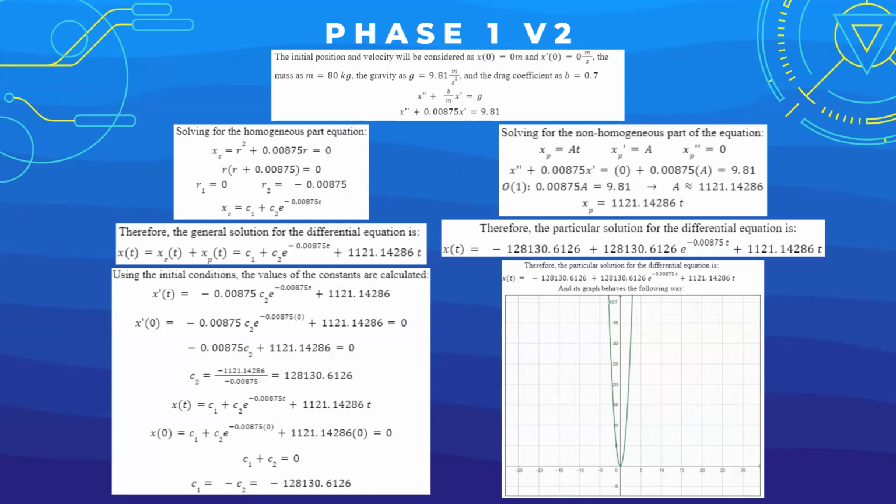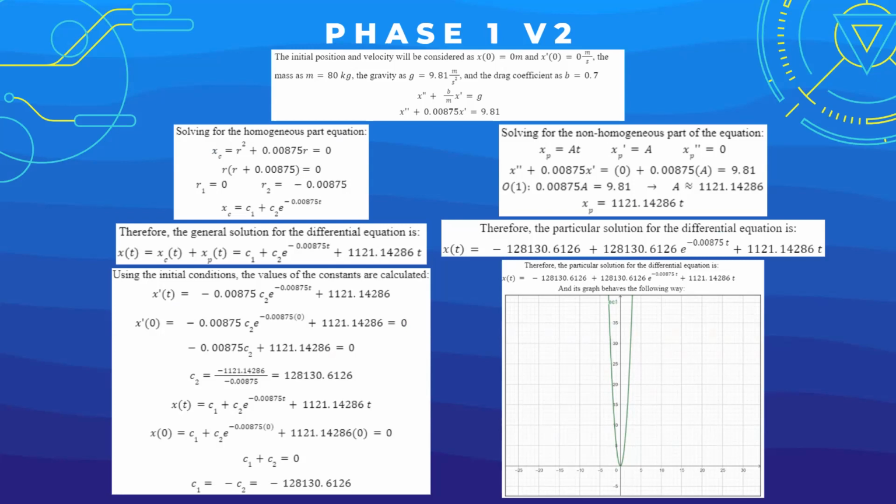Okay, so for the calculations, we're basically solving a second order, non-homogeneous differential equation. The first part is solving the homogeneous part of the equation, that is, taking the roots of the complementary solution. And we get that the first root is 0 and the second one is -0.00875. And then we calculate the non-homogeneous part of the equation using undetermined coefficients.